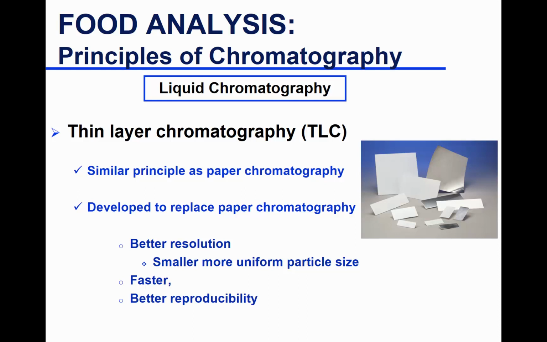It was developed to replace paper chromatography because you get better resolution. Again, resolution is the separation. You get better separation because of its uniform particle size. When you spread out the silica slurry and dry it, you have very small and uniform particle size, which makes the separation better and faster. And here also better reproducibility. That means whenever you run it, you have similar results, more so compared to paper chromatography.